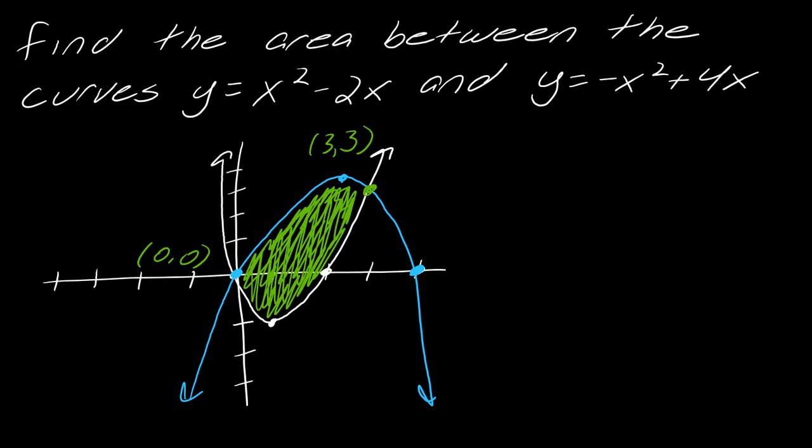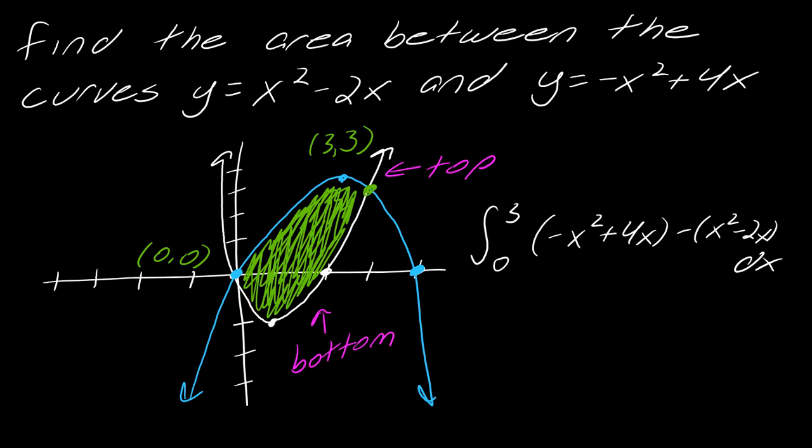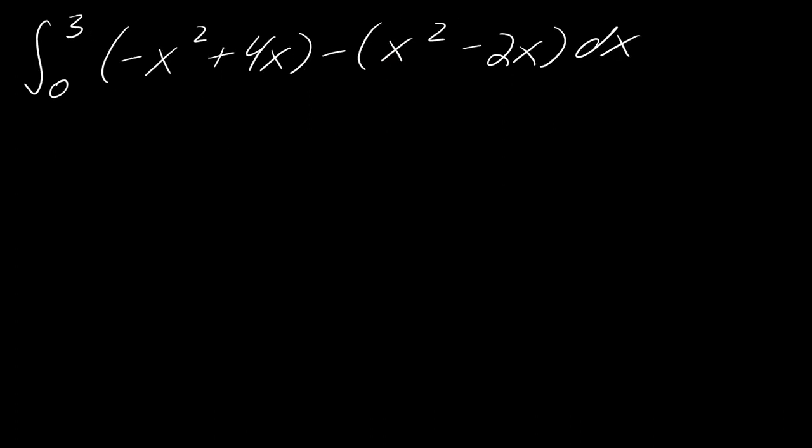So to set up our integral, I just need to know what's my top and bottom function. The blue function is on top, the white function is on the bottom. So I'm going to take negative x squared plus 4x, that goes first, minus x squared minus 2x, that goes second. And then my limits of integration go from the lowest x value to the highest x value, since this is an integral entirely in terms of x. So my limits of integration go from 0 to 3. So here's my integral now, and now I don't need my picture anymore.